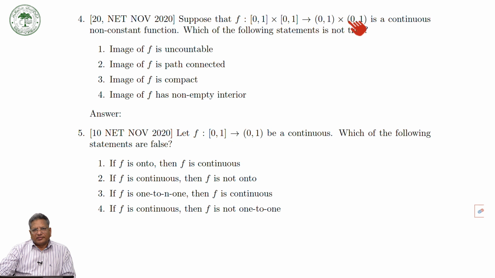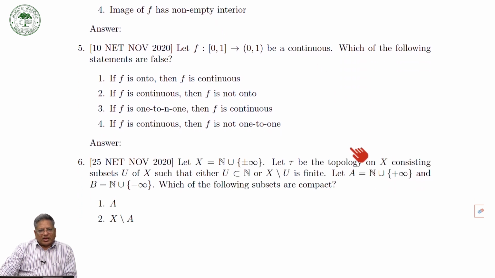But here the function is continuous, so the image of this may not be a compact set because it is open, so it may not be compact. The image of f has non-empty interior, so this is also not true.